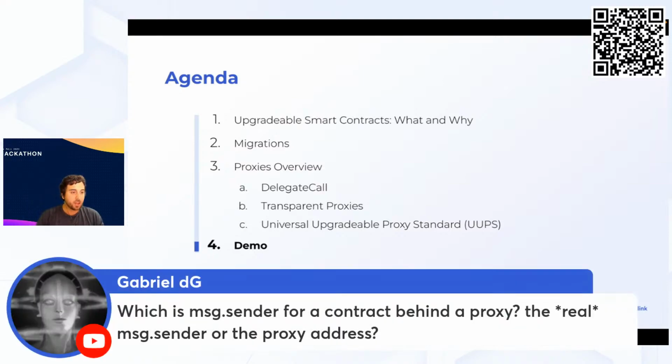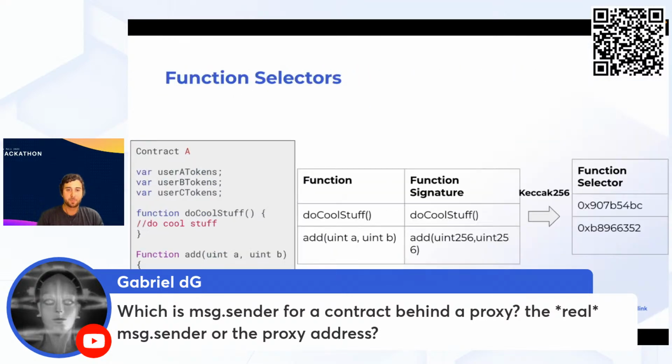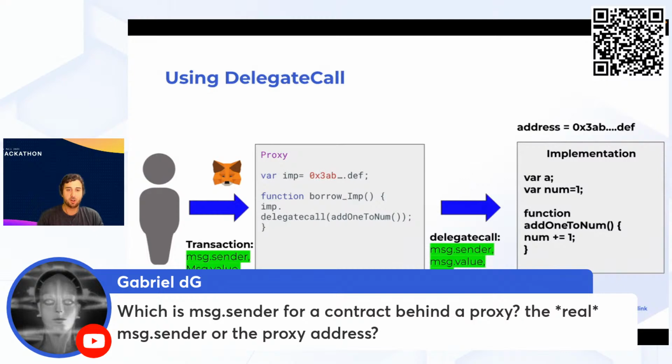So Gabrielle asks, what is msg.sender for a contract behind a proxy? Is the real msg.sender the proxy address? So let's go back. When we're using delegatecall, the msg.sender is the original person who sent the transaction. So this user sends a transaction to the proxy. The proxy is running delegatecall, and delegatecall keeps the context of the original user. So it's the msg.sender of the user, right? Not the proxy.